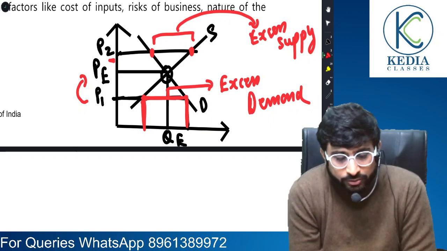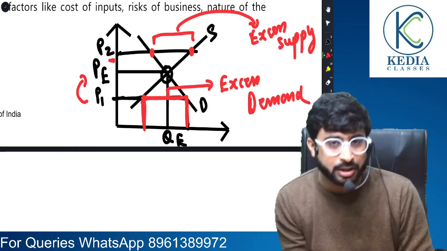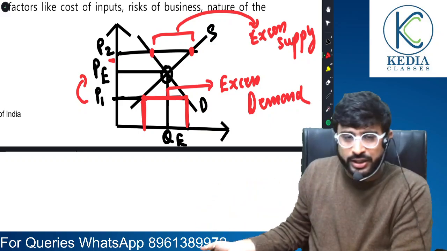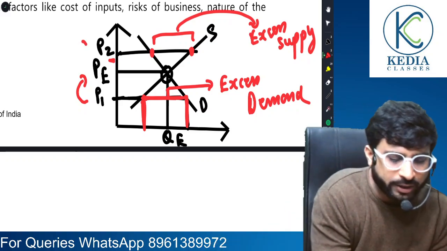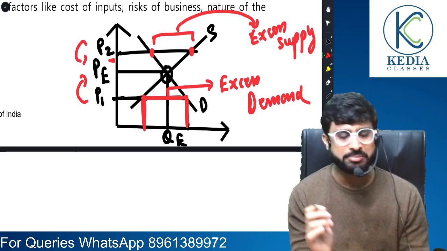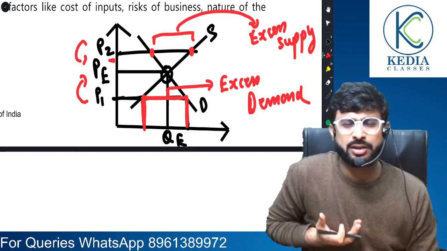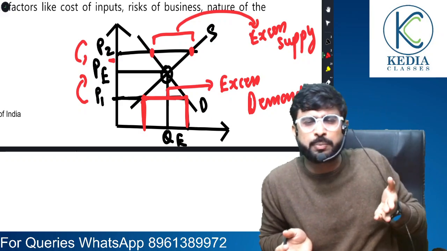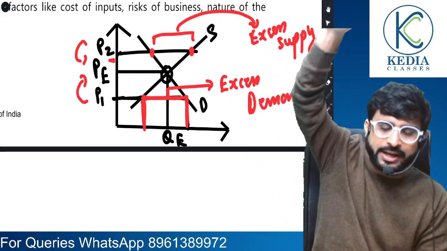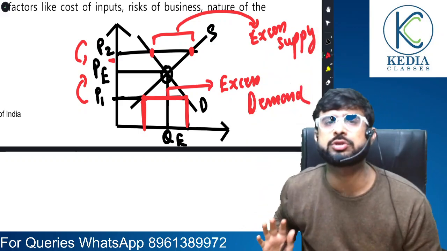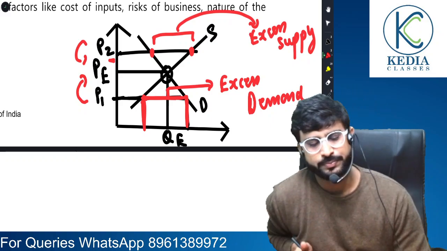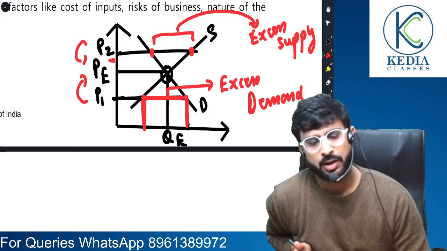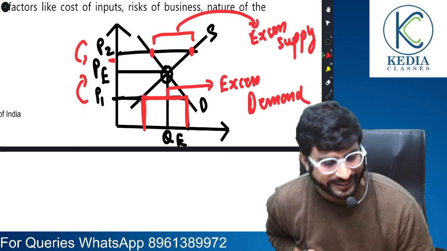Friends, whenever there is excess supply in the market, in order to sell off the surplus units, the producers will reduce the price. So a shortcut to remember is, whenever there is excess demand, producers will be forced to increase the price. Whenever there is excess supply, producers will be forced to reduce the price. Full stop. Registered this much? Yes, sir.